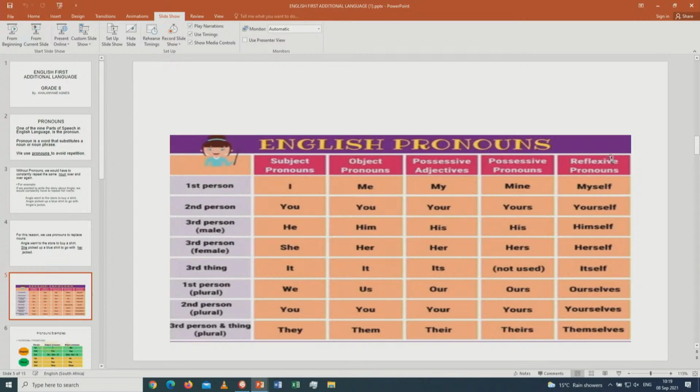And the last column, we've got reflexive pronouns. They reflect back to the person. First person will be myself. Second person, singular form, yourself. Third person, if it's a male, himself, if it's a female, herself, singular form, third person, singular form, itself. Then we've got first person plural, ourselves, second person plural form, yourselves, and then third person plural form, themselves. These are all the English pronouns that we are going to do today.